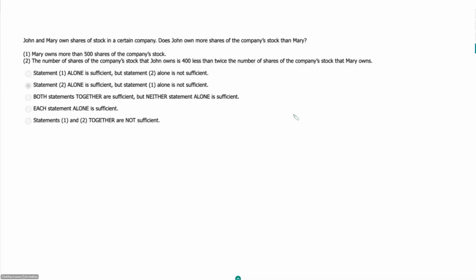John and Mary own shares of stock in a certain company. Does John own more shares of the company stock than Mary? So is J greater than M?